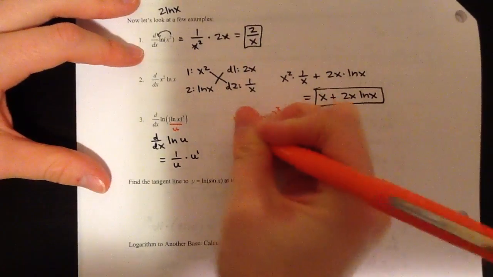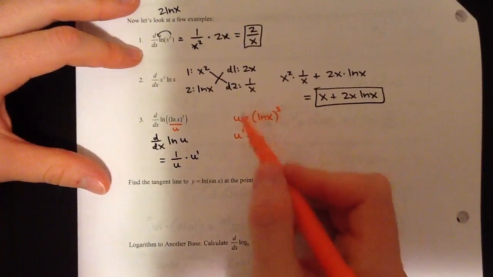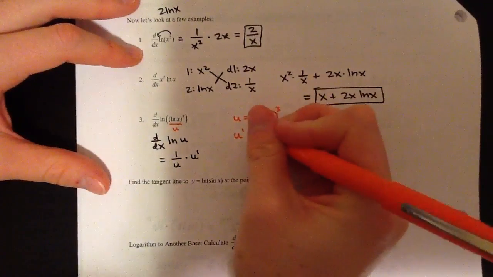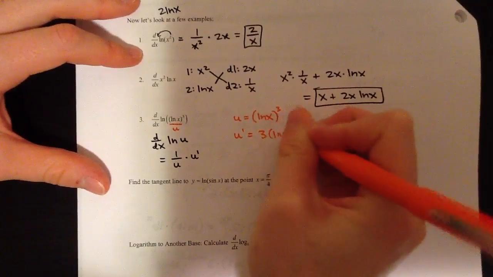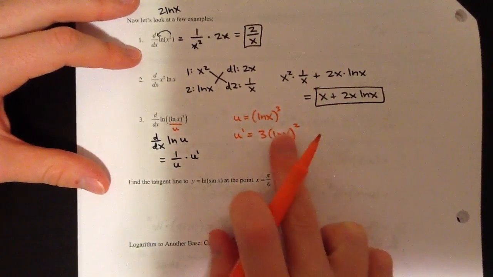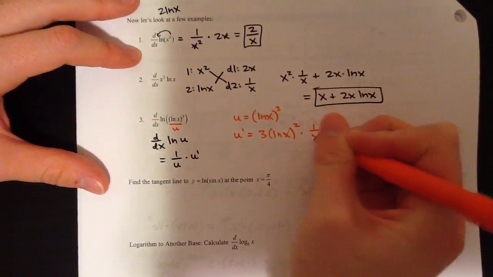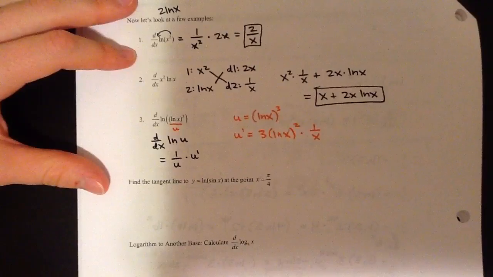So u prime, I do another chain rule here. My main function is actually a power rule. The 3 comes out front, power drops down to a 2, all the while leaving my nested function exactly where it is. That's the biggest mistake with the chain rule, is trying to change the derivative in here instead of multiplying by the derivative later. So then I multiply by the derivative of the inside, 1 over x.